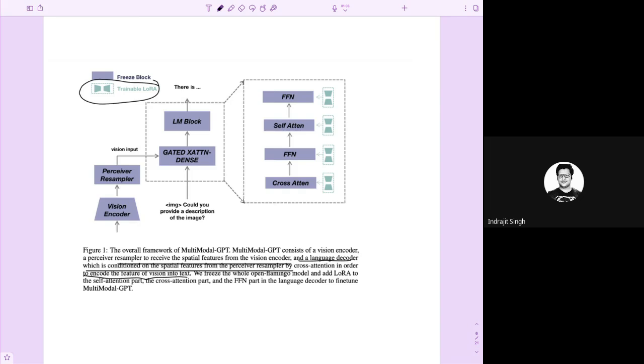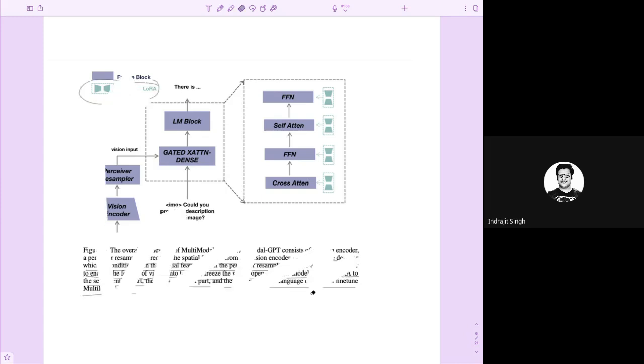So we freeze the whole OpenFlamingo model and add LoRA to the self attention part, the cross attention part, and the FFN part in the language decoder to fine tune multimodal GPT. Okay, this is one of the approaches using LoRA. So you are freezing all the other layers and focusing on certain layers. That's the whole idea here.